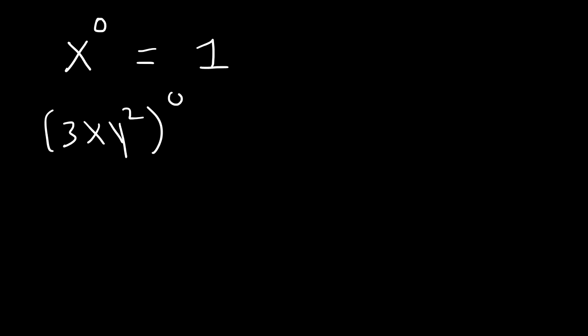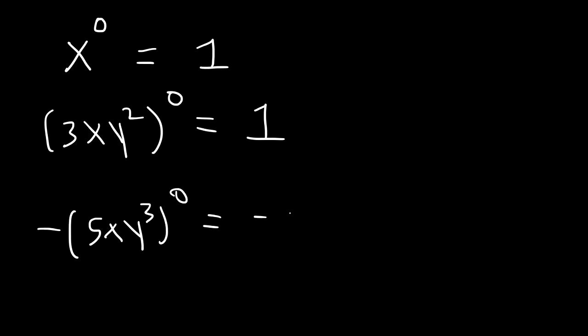Now, it's important to note that anything raised to the 0 power is always 1. So 3x y squared raised to 0 is just going to be a 1. Now, if you have a negative outside of it, then this is going to be a negative 1.